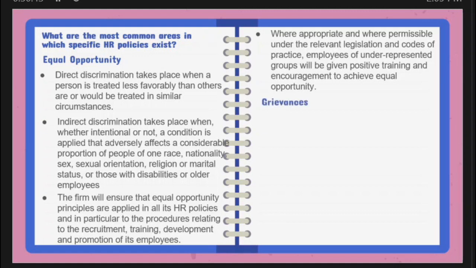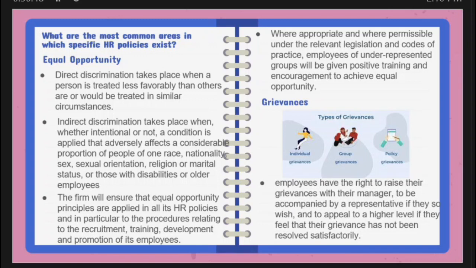And then we have grievances. The policy on grievances could state that employees have the right to raise their grievances with their manager, to be accompanied by a representative if they so wish, and to appeal to a higher level if they feel that their grievance has not been resolved satisfactorily. The policy should be supported by a grievance procedure.